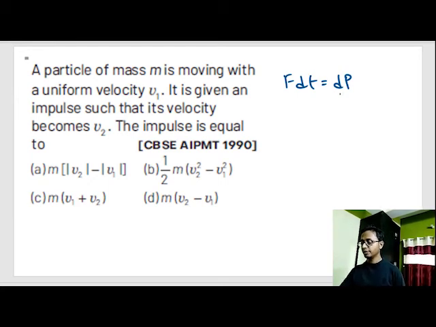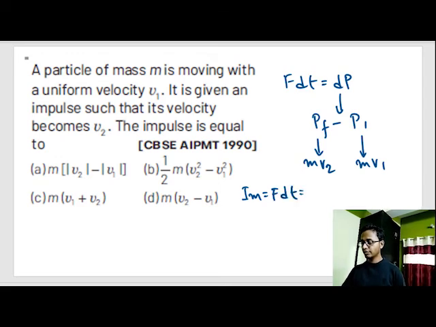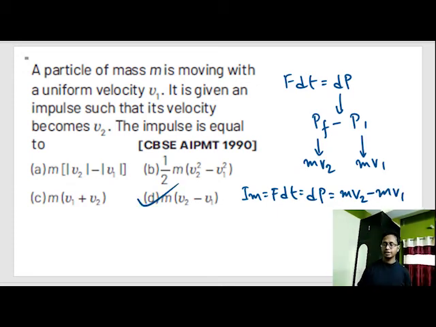Final momentum is mv2, initial momentum is mv1. So F dt, or impulse, is equal to dp, which is equal to mv2 minus mv1. We take m common: m into (v2 minus v1). Option number D.